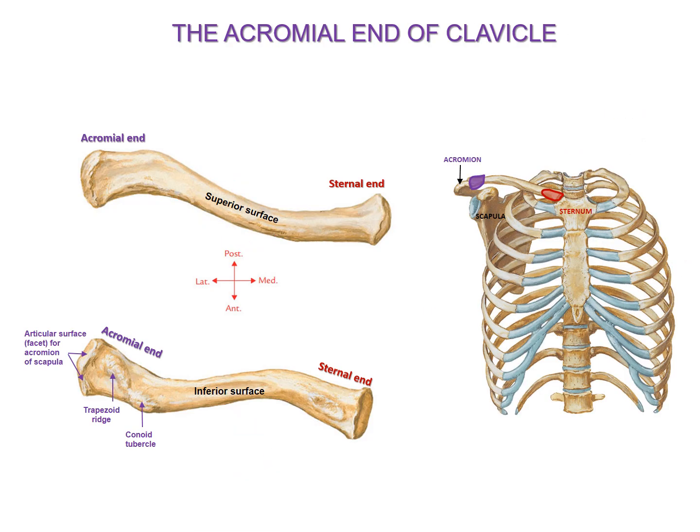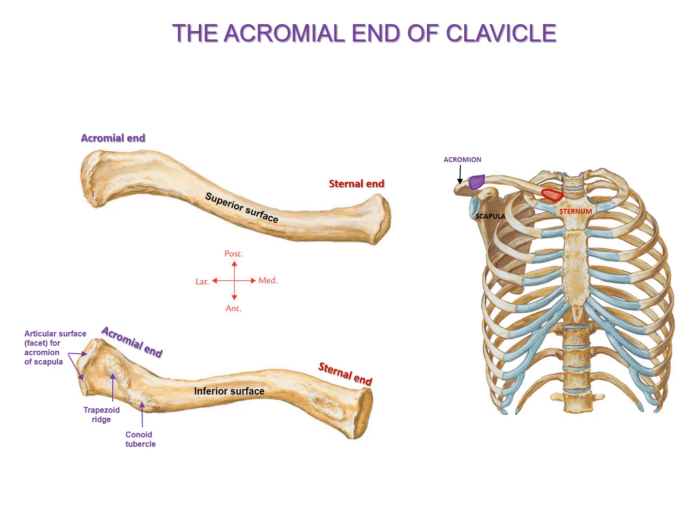The lateral or acromial end is flattened above downwards. An oval facet on this end articulates with a facet on the medial margin of the acromion to form the acromioclavicular joint. It presents a conoid tubercle and trapezoid ridge, which provide attachments to the conoid and trapezoid parts of the coracoclavicular ligament.